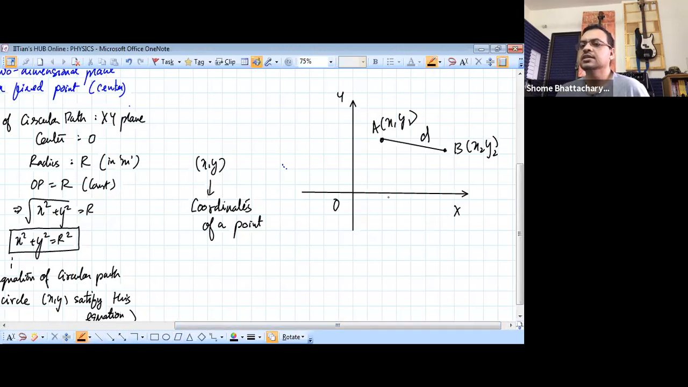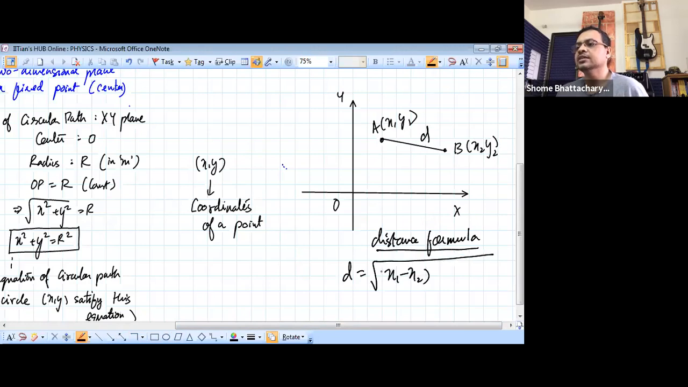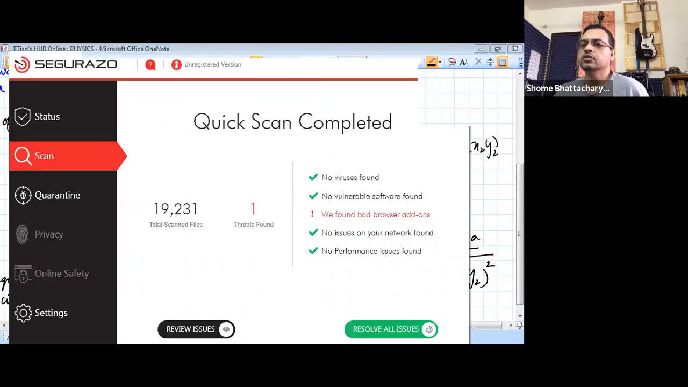I'll come back to it later, don't worry, Arav. But first of all, you know the distance formula in coordinate geometry. You'll be learning it very soon in your mathematics coordinate geometry part. It is given by the square root of (x1 minus x2) whole square plus (y1 minus y2) whole square. This is officially called the coordinate geometry distance formula.